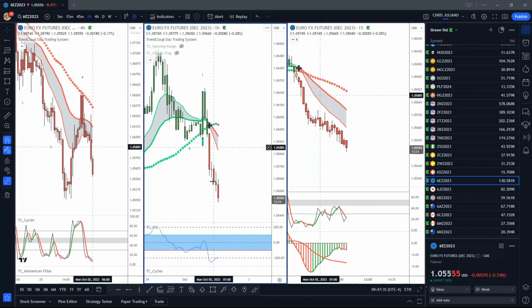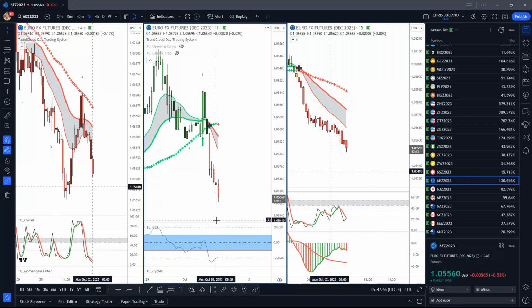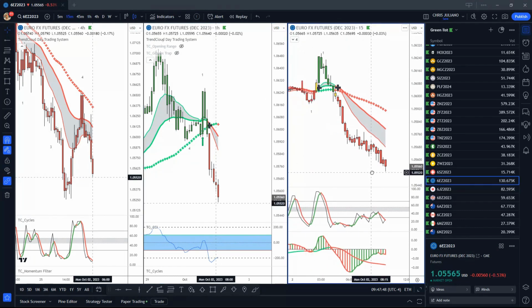If you look at the middle chart, we are below that negative 200. And obviously, we're below the negative 100. So this is telling us we are allowed to start taking supply zones. And where would that be?